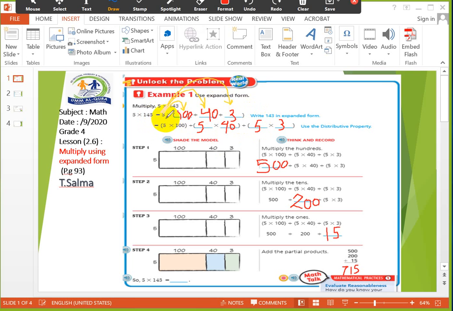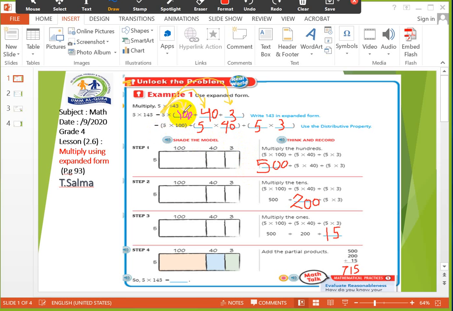Then I will take this number and multiply it by each digit right here. So I will multiply it with the hundreds number and put it between parentheses. Then I will multiply it with tens number and put it between parentheses. Then I will multiply it with ones number and put it between parentheses. Okay? After that, I will find the value of each multiplication.